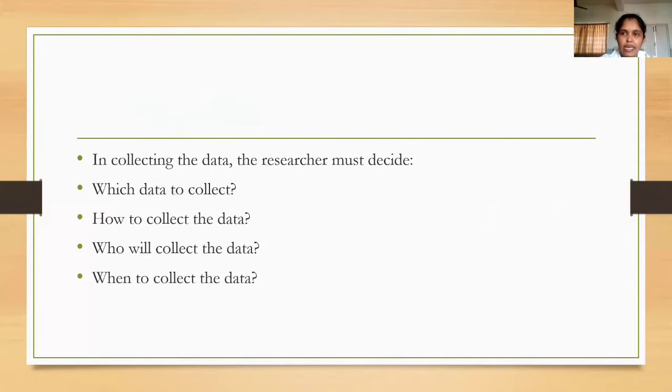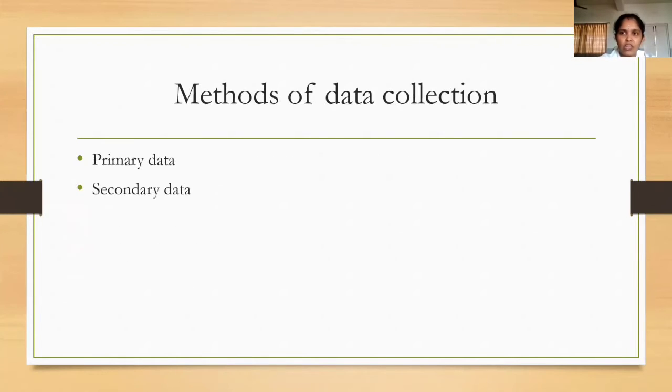In data collection, the researcher must know what data they are going to collect, how they are going to collect, who will be collecting those data, and when they are supposed to collect the data. They have to have a clear-cut picture of everything, then only they will be able to proceed with the research in a good way.